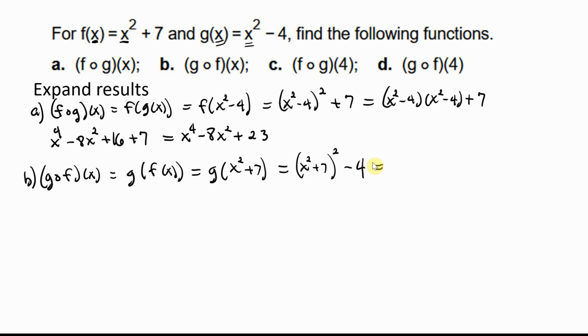So we do the first times the first, outer times the outer, inner times the inner, last times the last. So we get x to the 4th plus 14x squared plus 49 minus 4. So that gives us x to the 4th plus 14x squared plus 45.